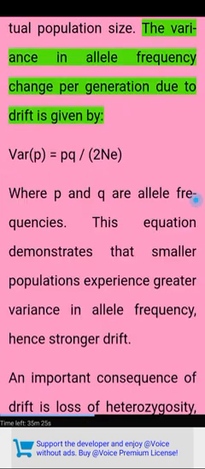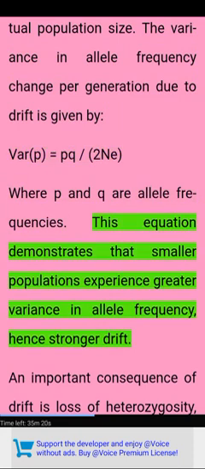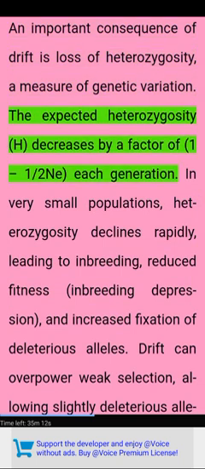The variance in allele frequency change per generation due to drift is given by Var(p) = pq/2N, where p and q are allele frequencies. This equation demonstrates that smaller populations experience greater variance in allele frequency, hence stronger drift. An important consequence of drift is loss of heterozygosity, a measure of genetic variation. The expected heterozygosity H decreases by a factor of (1 - 1/2N) each generation.